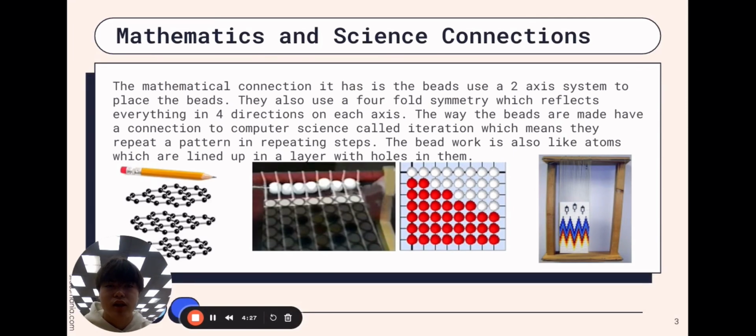The mathematical connection it has: the beads use a two-axis system to place the beads. They also use a four-fold symmetry, which reflects everything in four directions on each axis. The connection the beads have to computer science is iteration, which means they repeat a pattern of repeating steps. The bead work is also like atoms, which are lined up in layers with holes in them.